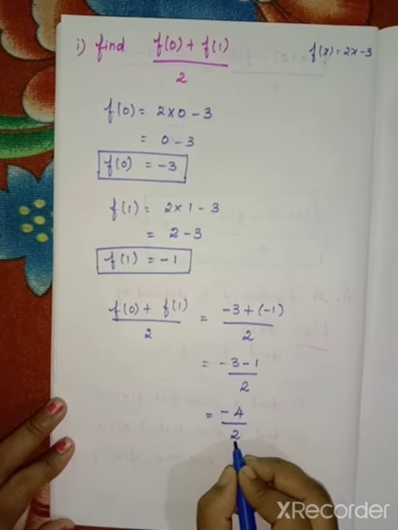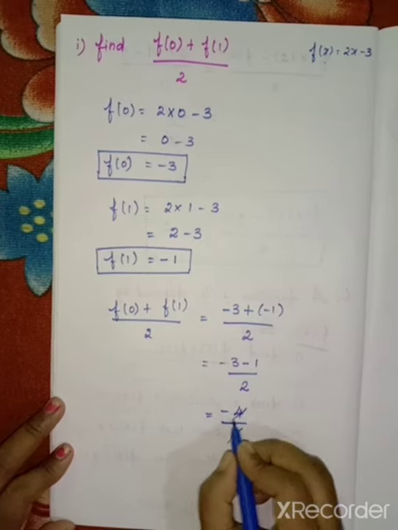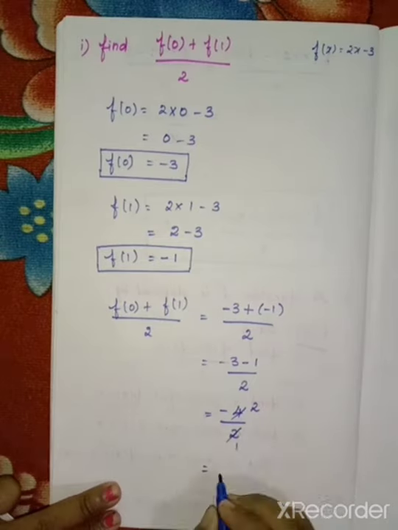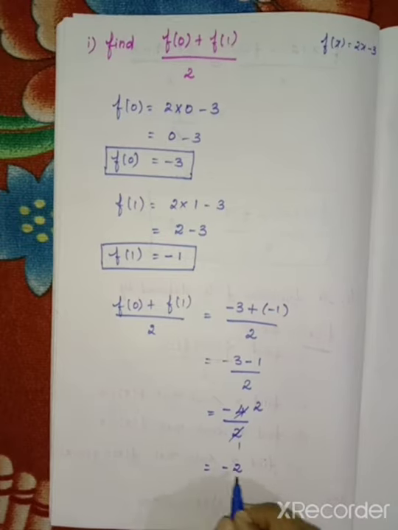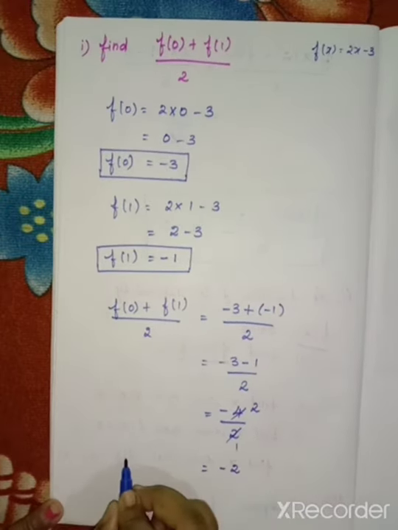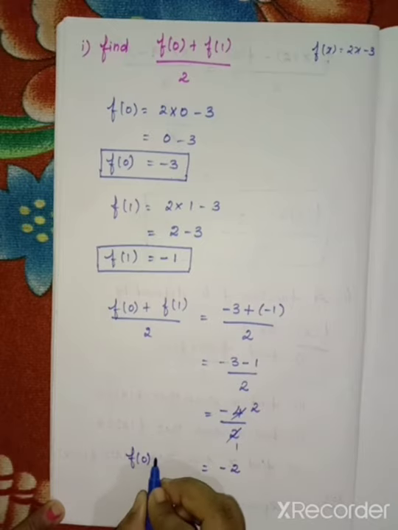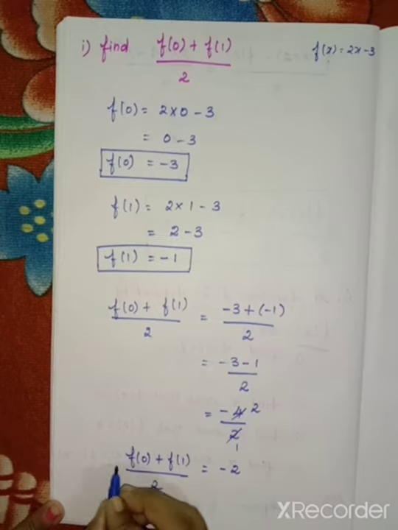Here, if it is possible to cancel, you have to cancel. 1 2 is 2, 2 2s are 4. So here we get minus 2 divided by 1. If the denominator is 1, we write it as it is, as a whole number, because if you multiply we get the same answer. So f of 0 plus f of 1 divided by 2, the value is minus 2.